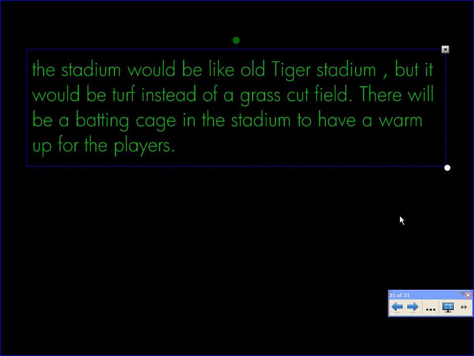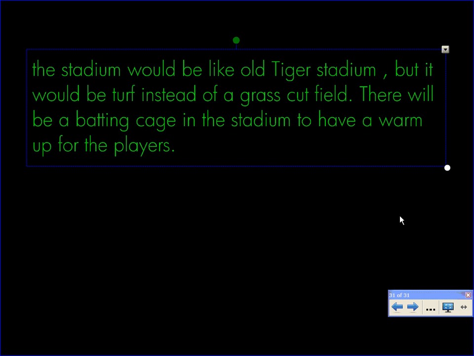The stadium would be like old Tiger Stadium, but it would be turf instead of a grass-cut field. There will be a batting cage in the stadium to have a warm-up for the players. Can somebody tell me where he shifted the tense? It's a subtle shift. Max? There will, and the stadium would be.